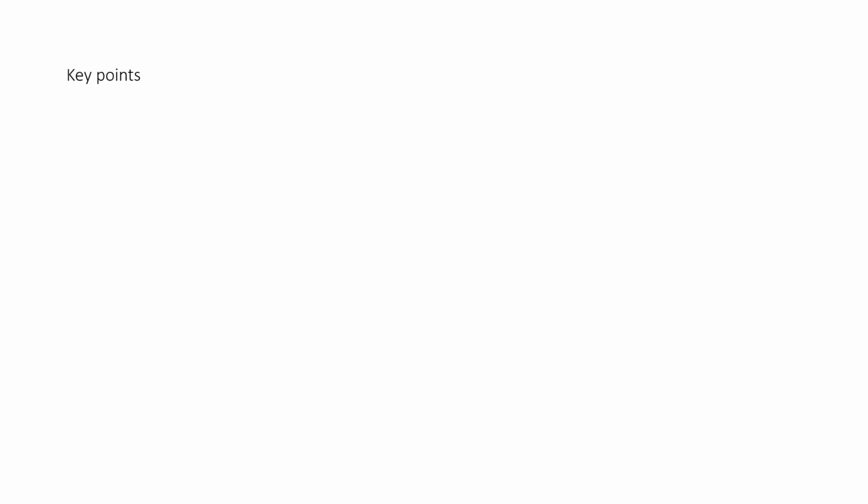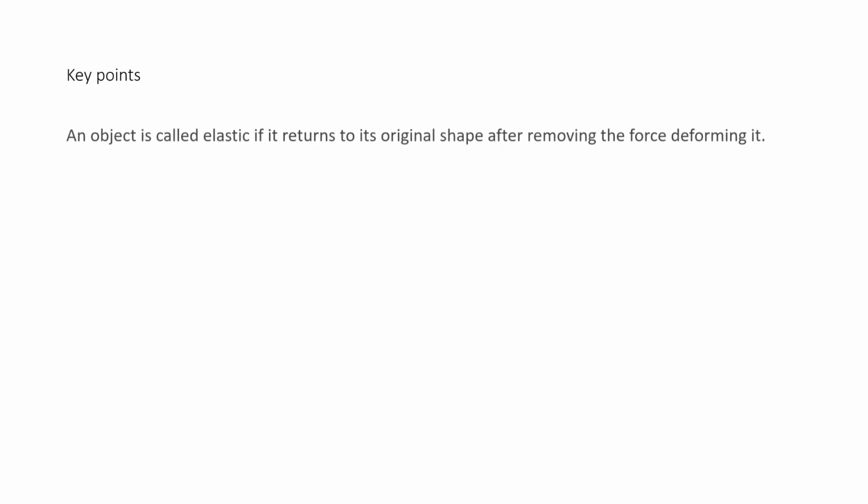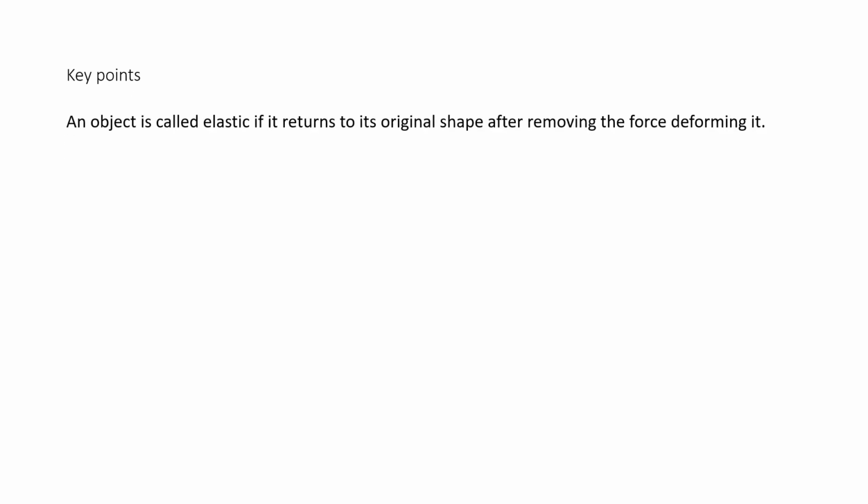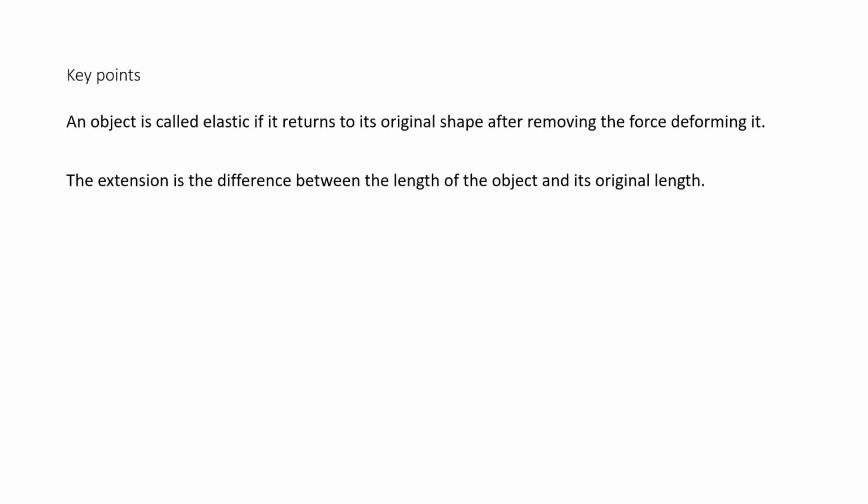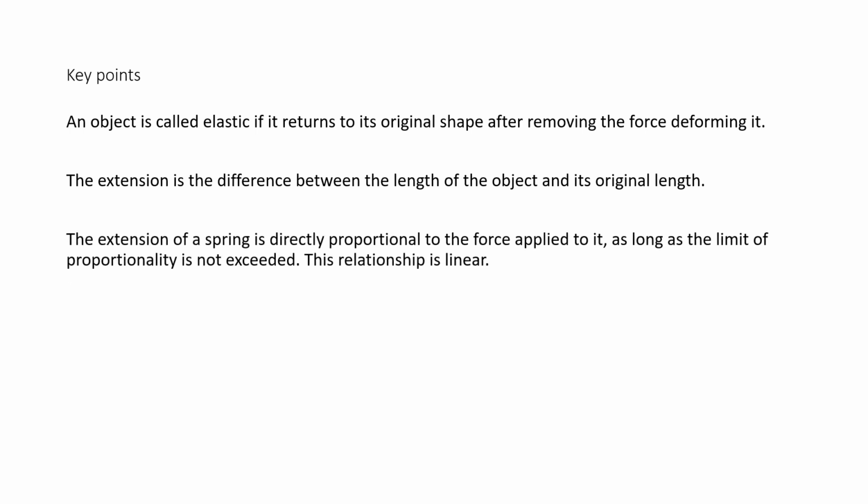The key points from today's lesson. An object is called elastic if it returns to its original shape after removing the force that was deforming it. The extension is the difference between the length of the object and its original length. The extension of a spring is directly proportional to the force applied to it, as long as the limit of proportionality is not exceeded, so we haven't stretched it too far.